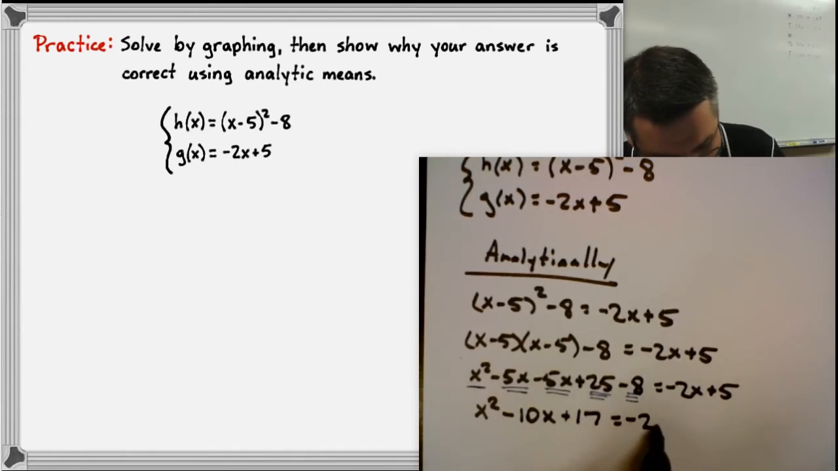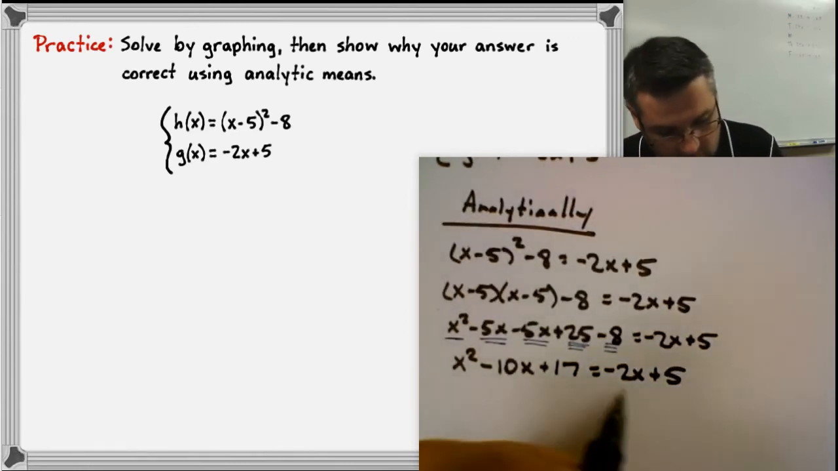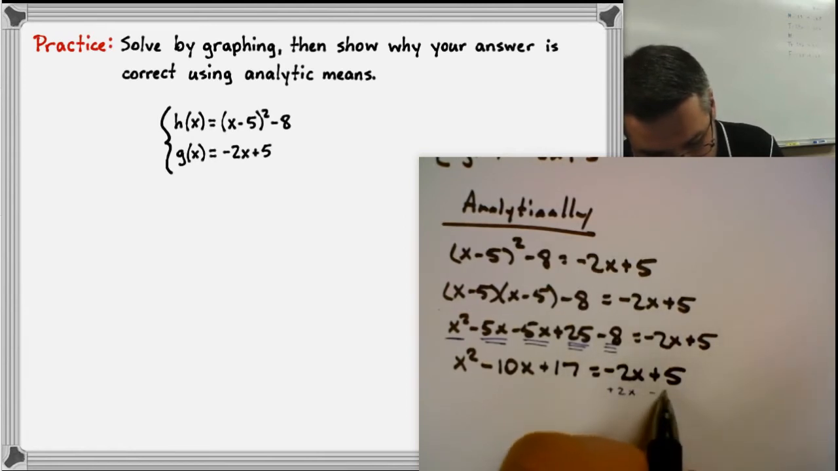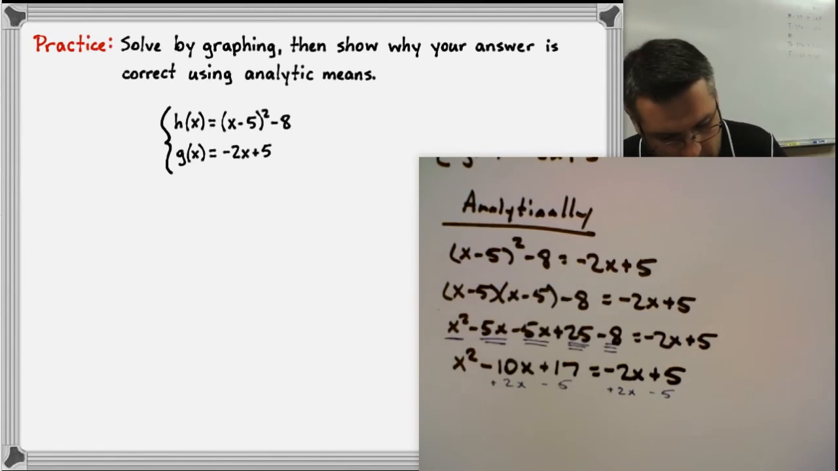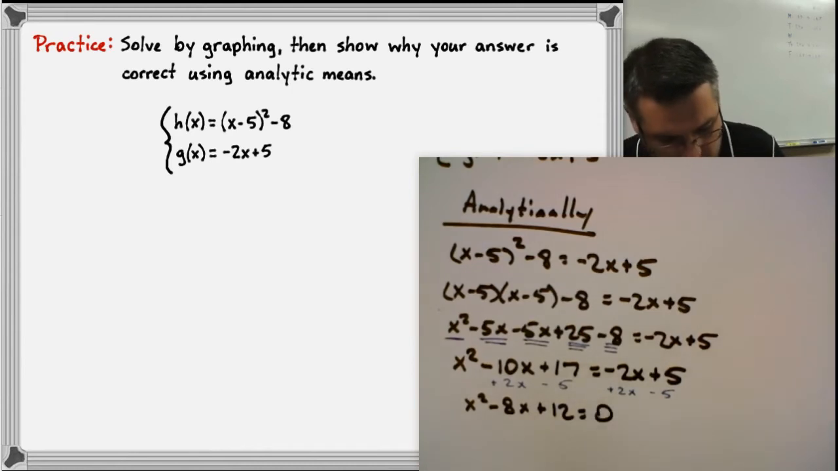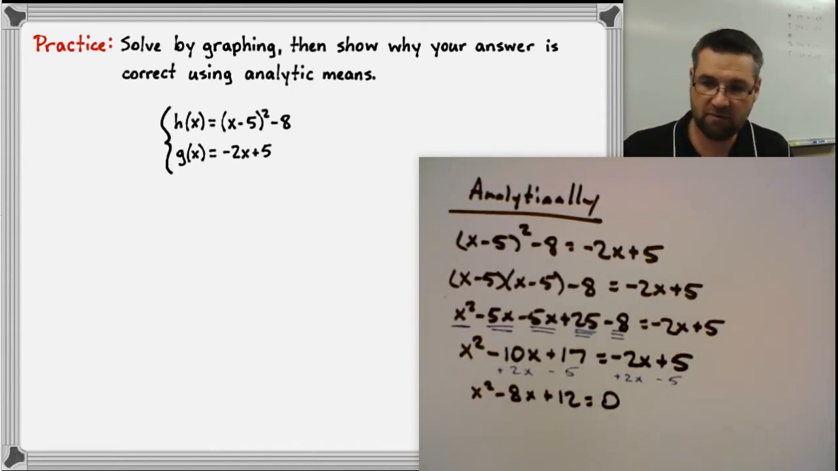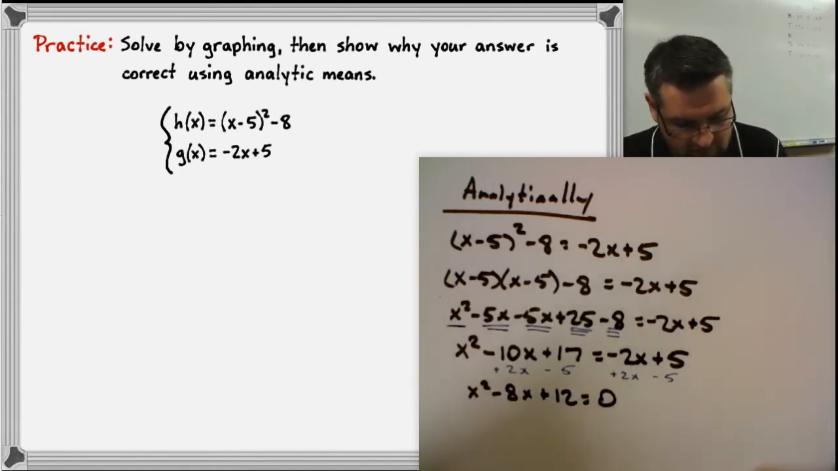And then on the other side, we have negative 2x plus 5. And then we're going to move everything over to one side. So we're going to go ahead and add 2x and subtract 5 on both sides. And we end up with x squared minus 8x plus 12 equals 0. Now again, we can use the quadratic formula or we can use factoring. We should always try to use factoring first unless there's an indication that it's not going to work. So we're going to look for a GCF. The GCF is 1.